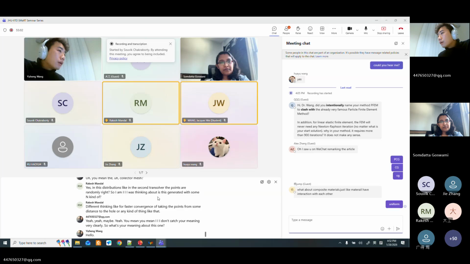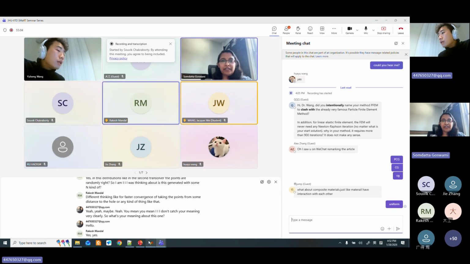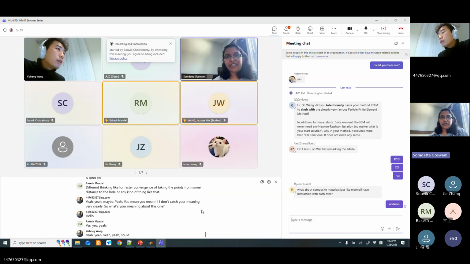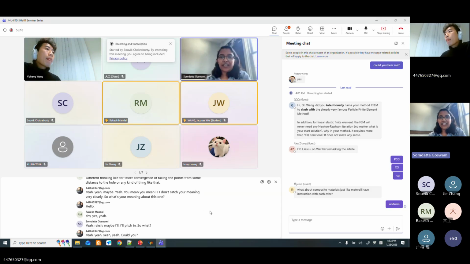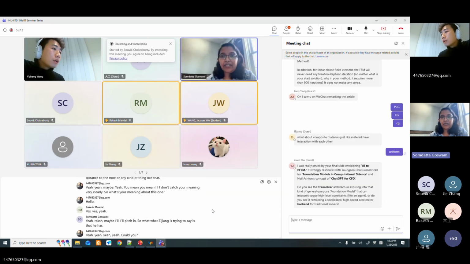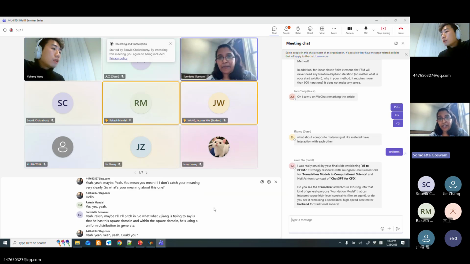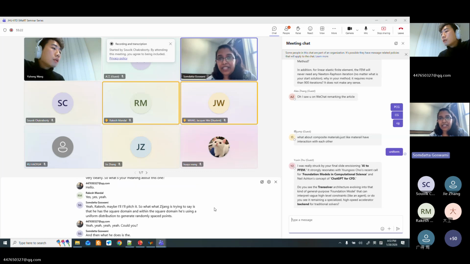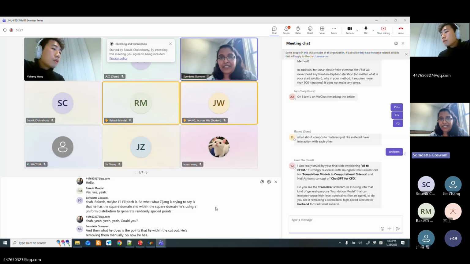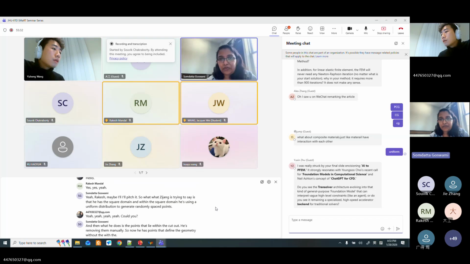Rakesh, maybe I'll pitch in. What Zizheng is trying to say is that he has the square domain, and within the square domain, he's using a uniform distribution to generate randomly spaced points. And then the points that lie within the cutout, he's removing them manually. So now he has points that define the geometry with the cutout. Does that help in understanding it? Yes, got it. Okay.